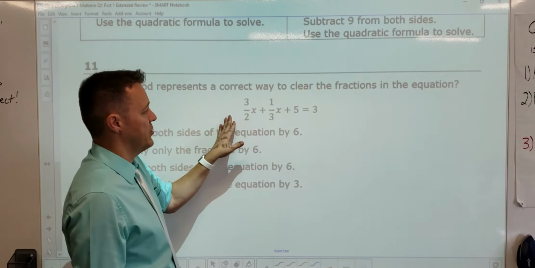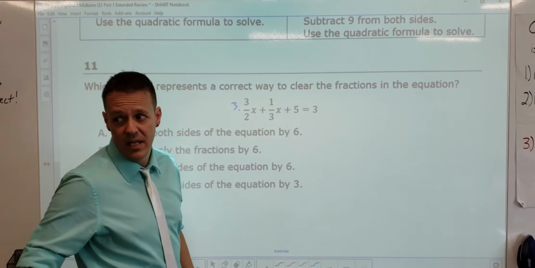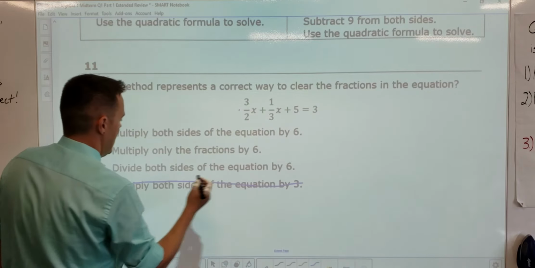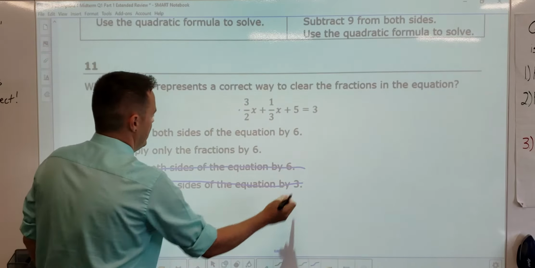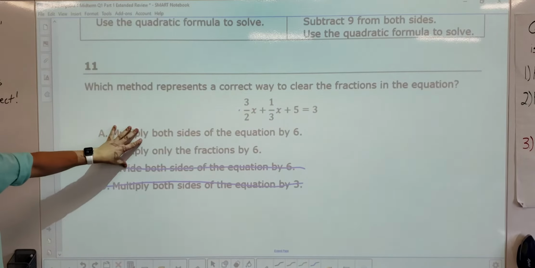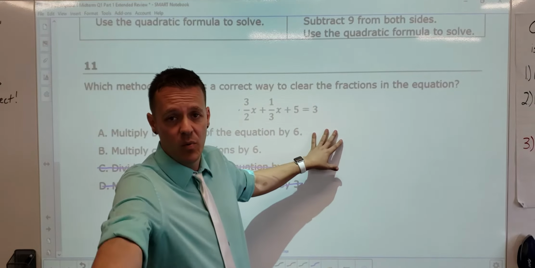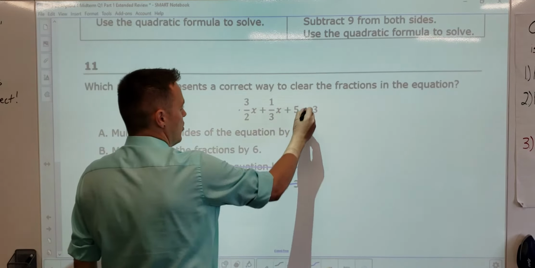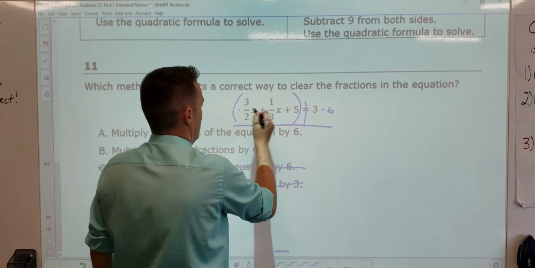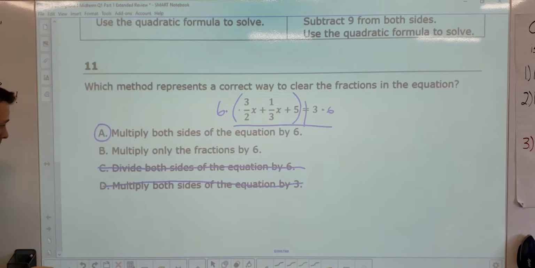Now, if I multiply by 3 here, is that going to cancel this 2 out? The answer is no, it's not. So that's not a legitimate answer. Okay, and neither is 6. You don't divide. So we know we're going to multiply by 6. Do you do it to only one side, or do you have to do it to every side? Well, ladies and gentlemen, we've talked about this before. What you do to one, you have to do to the other. So it would be A.